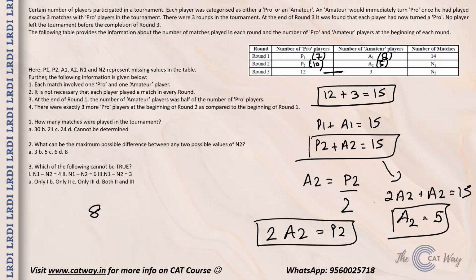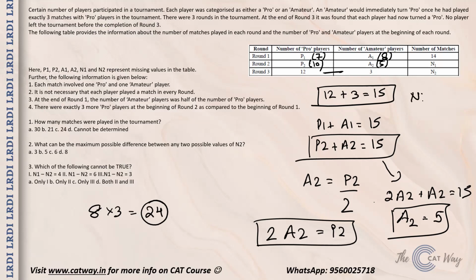Okay, and what is the condition for converting into pro? So the condition is that once they have played 3 matches with a pro player, they will be converted into a pro player. That means all of these 8 people, by coming to the end of the tournament, have played 3 matches each. So the total number of matches in the tournament is 24.